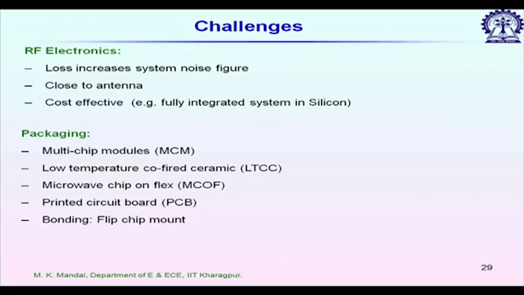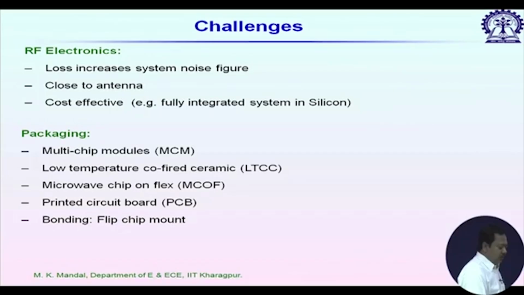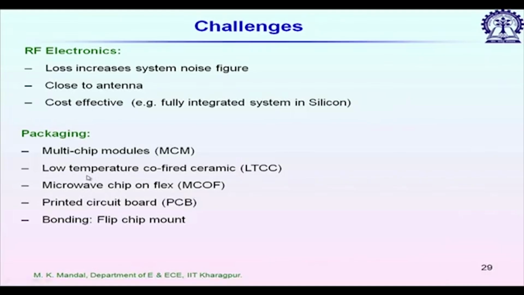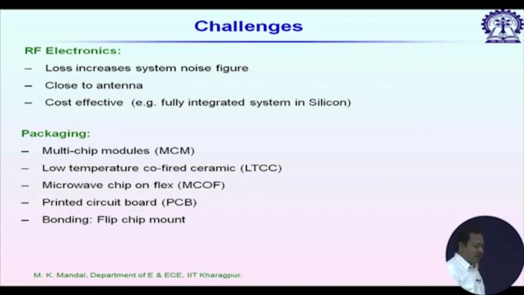Next is packaging, another important issue. Whatever components we are designing, we have to put them under some packaging to protect them from severe weather conditions, and we have different packaging systems. One is called multi-chip modules, where different chips for different functions are integrated together and then put under one single package. From outside you can't understand that inside there are many chips.